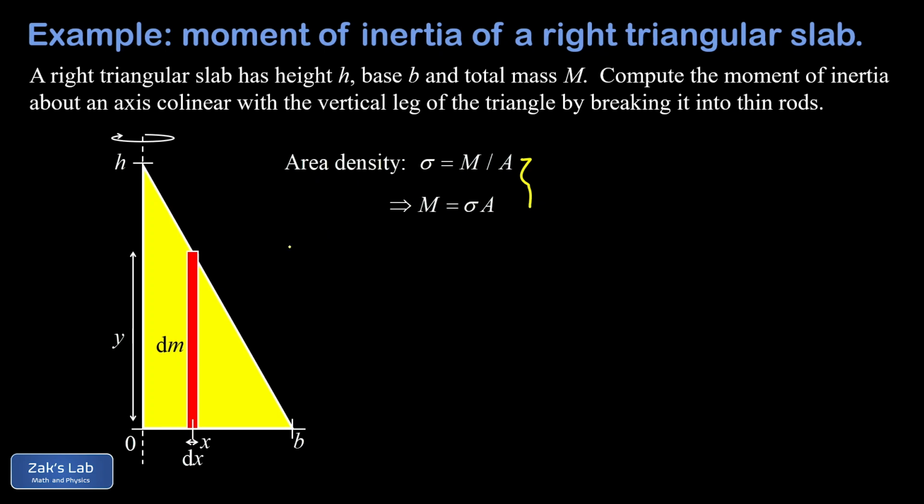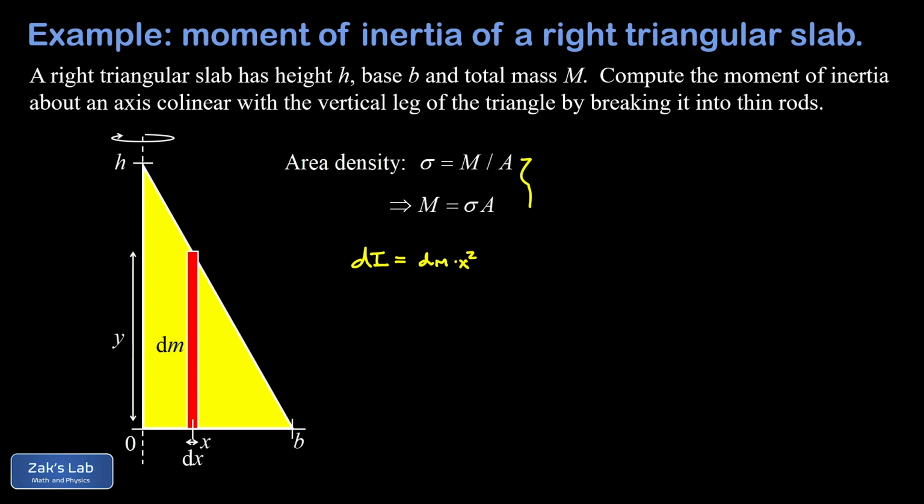So to get things started, what we need to do is write down the moment of inertia contribution of this thin vertical slice. So we're going to call that dI. And because 100% of the mass in that slice is at exactly the same distance from the rotation axis, in other words, the distance of x, we just get the same thing as the point mass moment of inertia. In other words, m r squared, or in this case, dm times x squared.